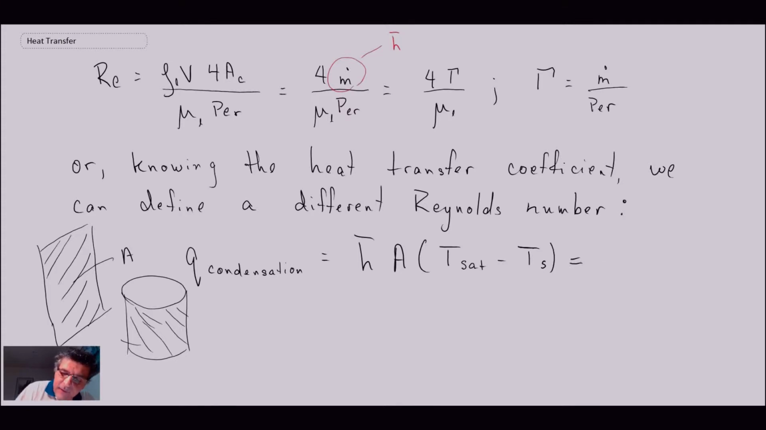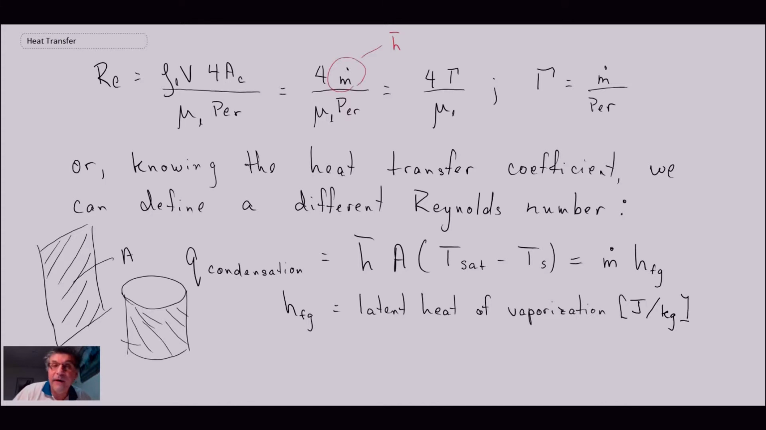And that is equal to m dot, so the mass flow rate, times the heat of vaporization, so going from a vapor to a liquid or a liquid to a vapor, and you get that out of steam tables. And one thing that I will say, be careful, because the tables often are in kilojoules per kilogram. You need to pull that out of that table in joules per kilogram or you're going to make mistakes. So don't make that mistake when you're pulling it out of the table. Make sure that you get it in joules per kilogram. And h bar here is the average convective heat transfer coefficient.